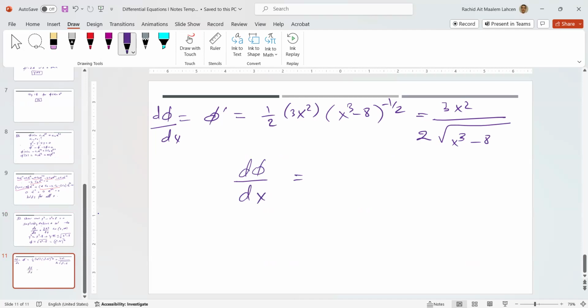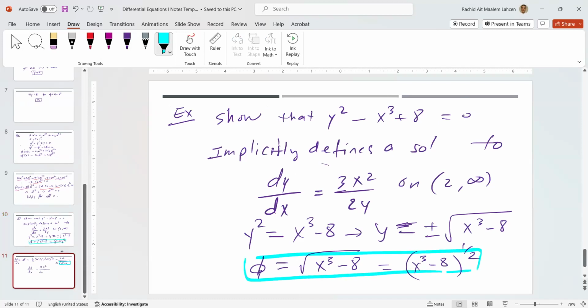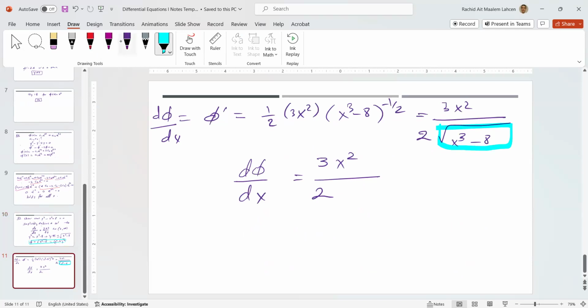So dy dx equals 3x squared over 2y. You see this part is actually the phi here, right? Which means, of course, dy dx equals 3x squared over 2y.